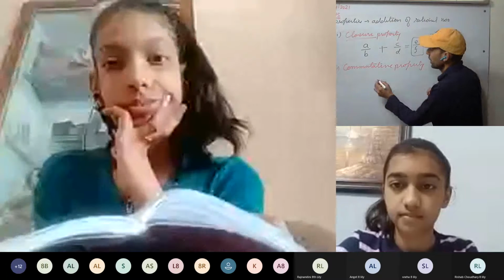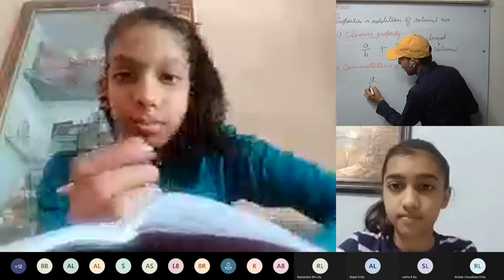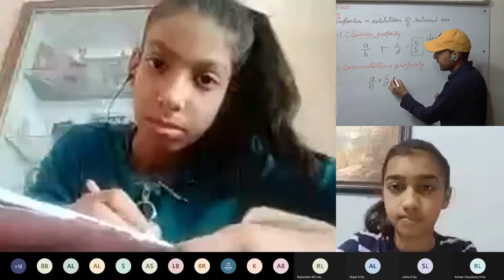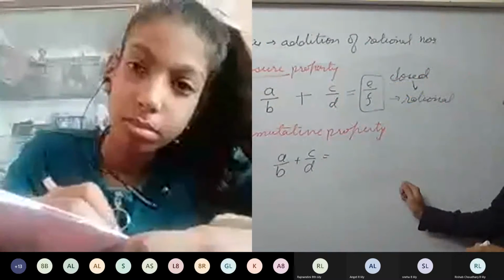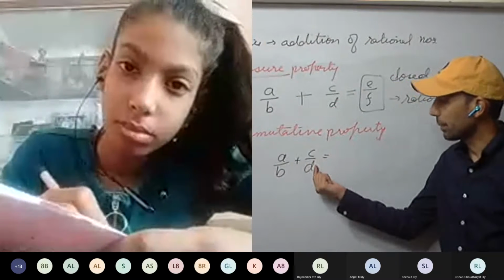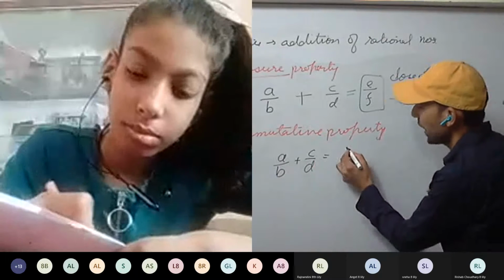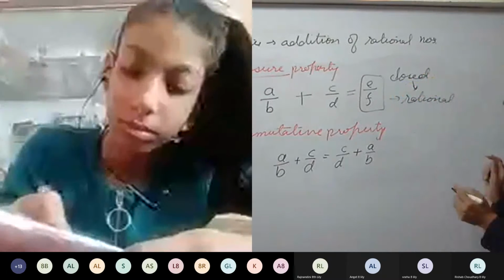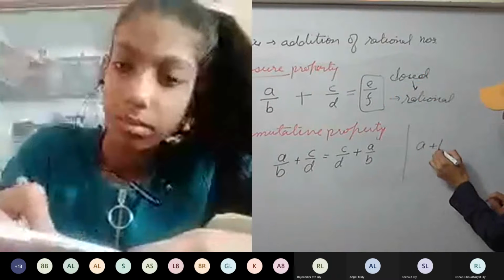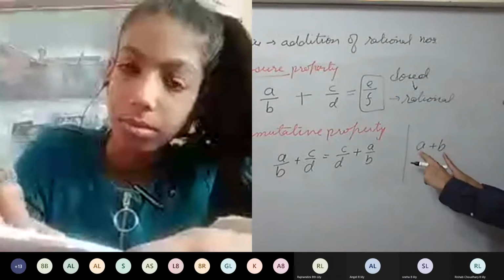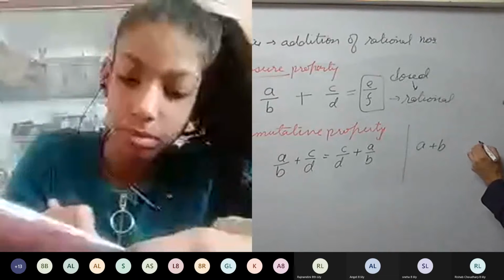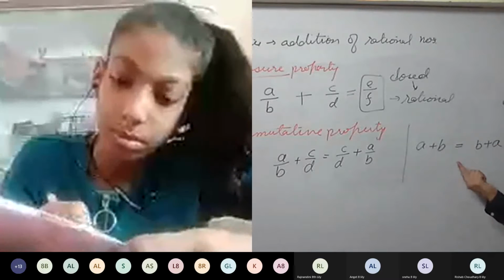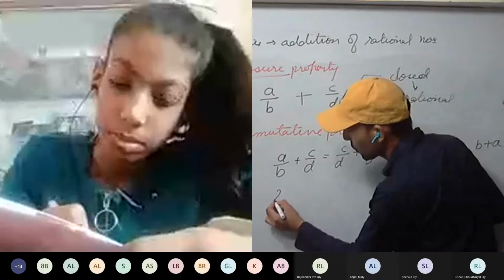So here, if we add C by D to A by B, we get some answer. If we add A by B and C by D, this answer is the same as if we add C by D plus A by B. Or more simply, take two rational numbers: whether we add A plus B or B plus A, the answer remains the same. Take an example, 2 and 3.